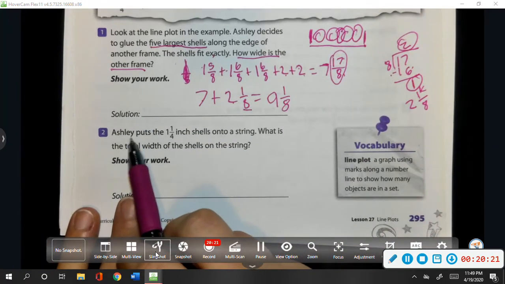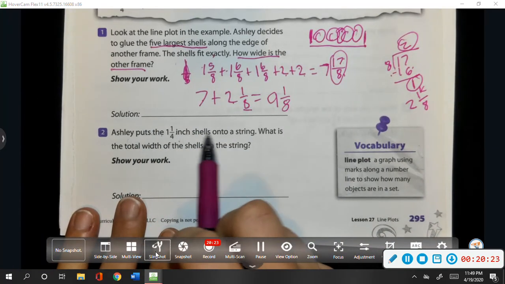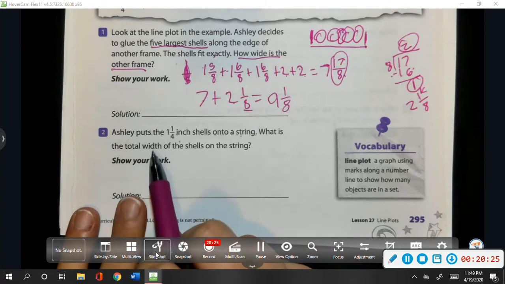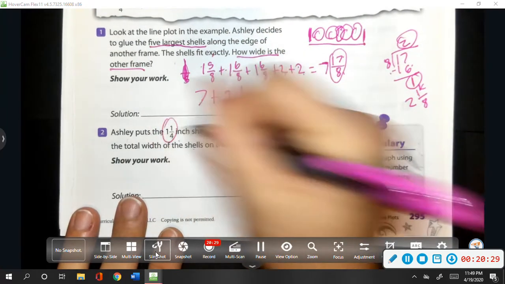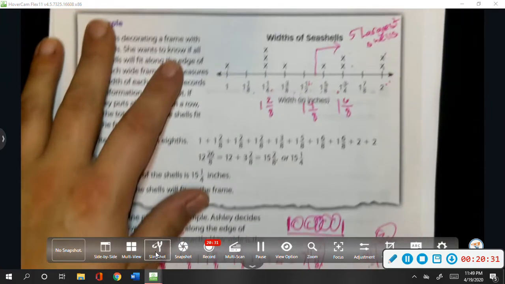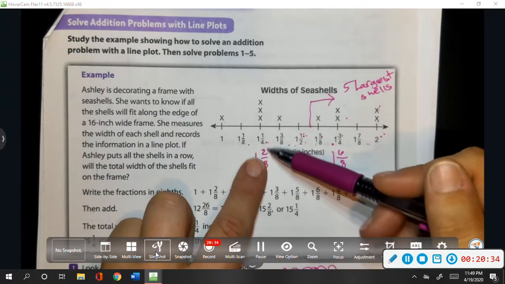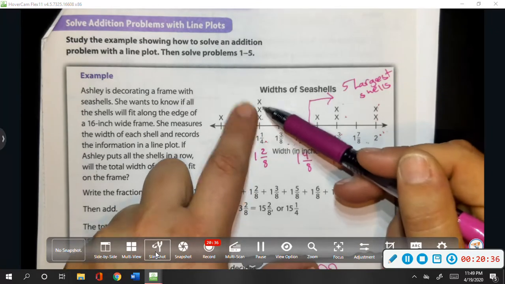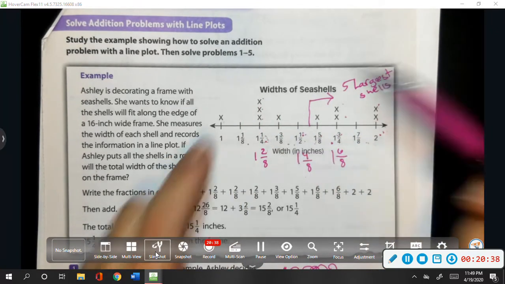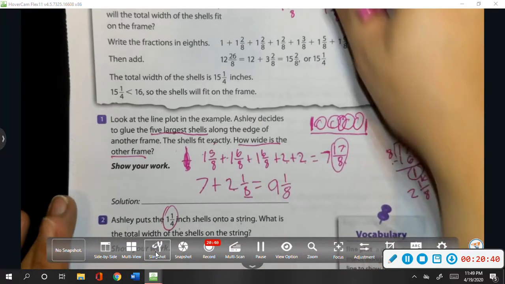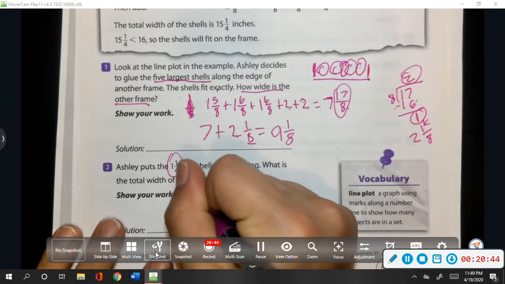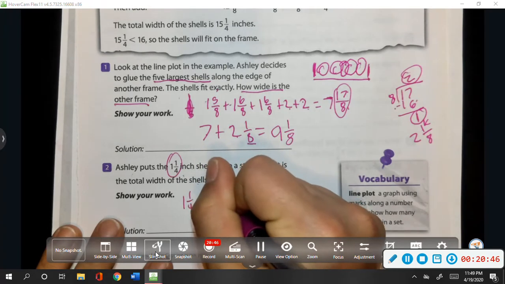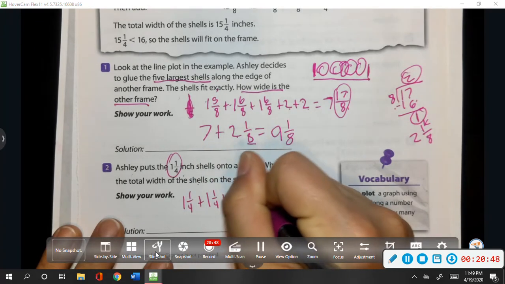Alright, number 2, Ashley puts the 1 1/4 inch shells onto a string. What is the total width of the shells on the string? So we need to find all the shells that were 1 1/4 inch. How many did we have? Let's look at our line plot. We had 1, 2, 3 shells that were 1 1/4 inch. So we're going to add those up. We had 1 shell, that's 2 shells, and that's 3 shells.